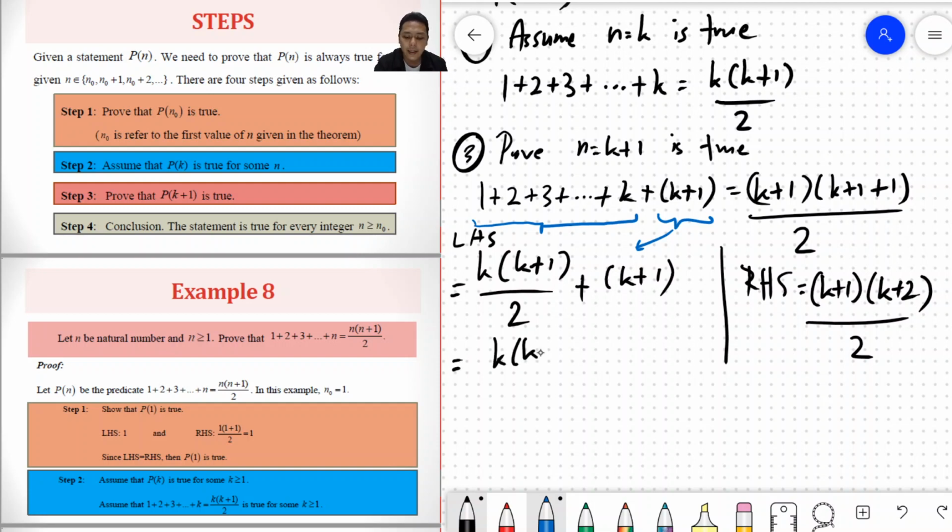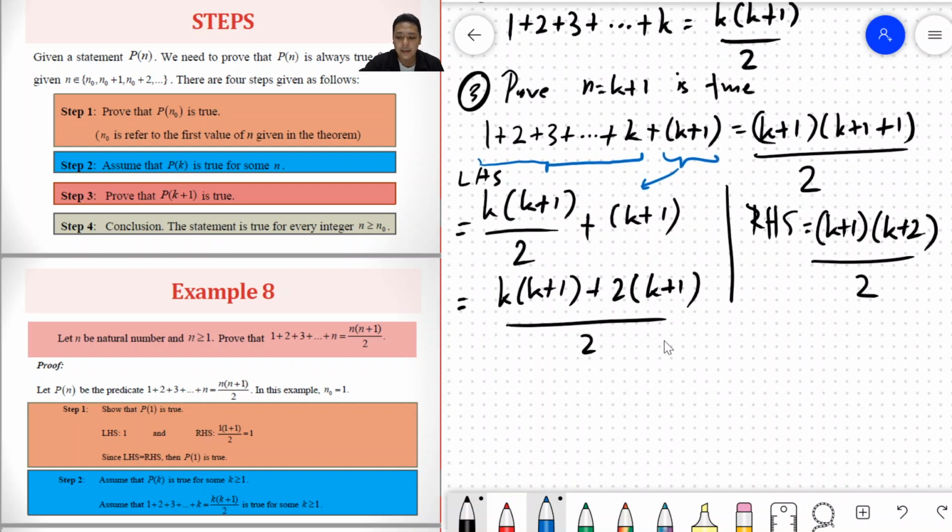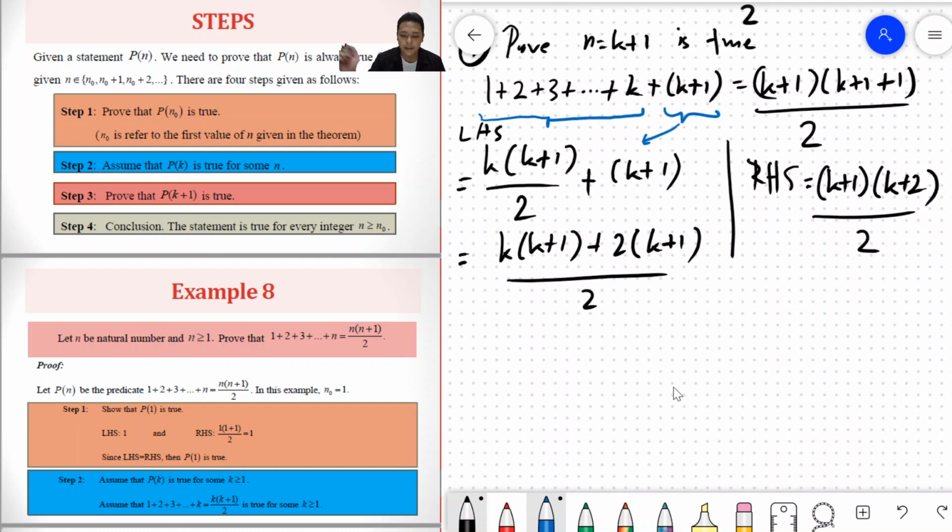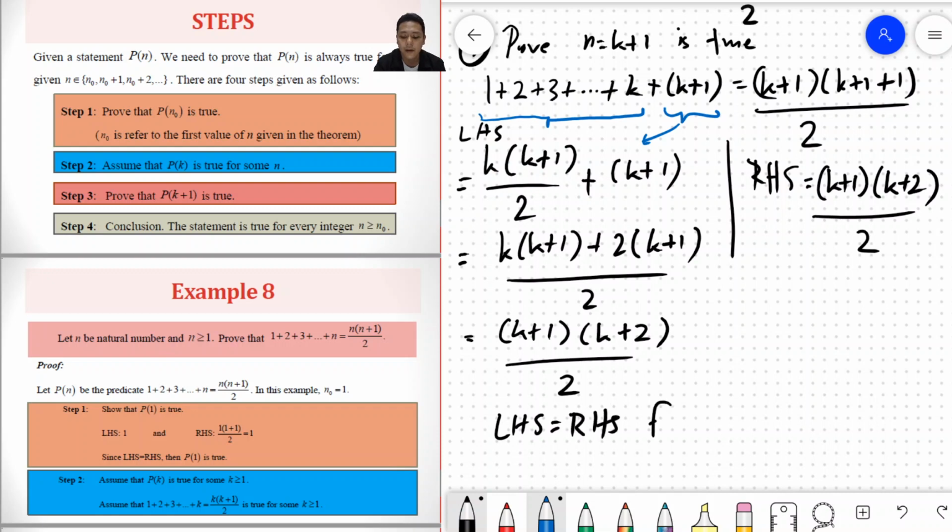I will use k times (k plus 1) plus 2 times (k plus 1) over 2. I make the denominator the same. Next, it can be seen already that it has k plus 1 as the common factor. I put k plus 1, this one will be k plus 2 over 2. Right now, the left hand side is equal to right hand side for the case of P(n), n equals to k plus 1. As my conclusion, P(n), n equals to k plus 1 is true.